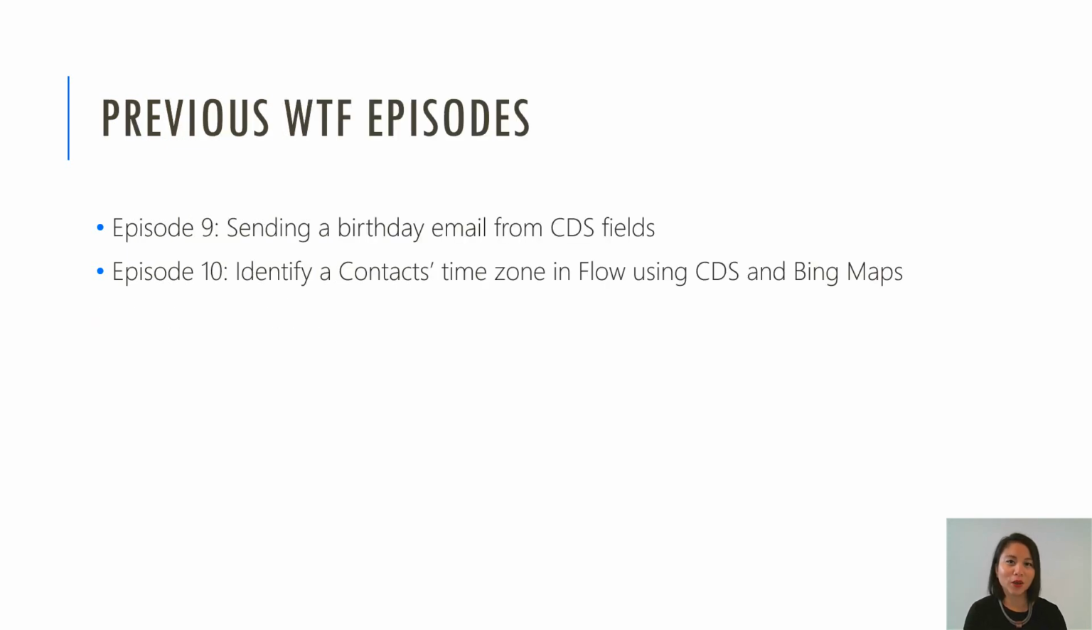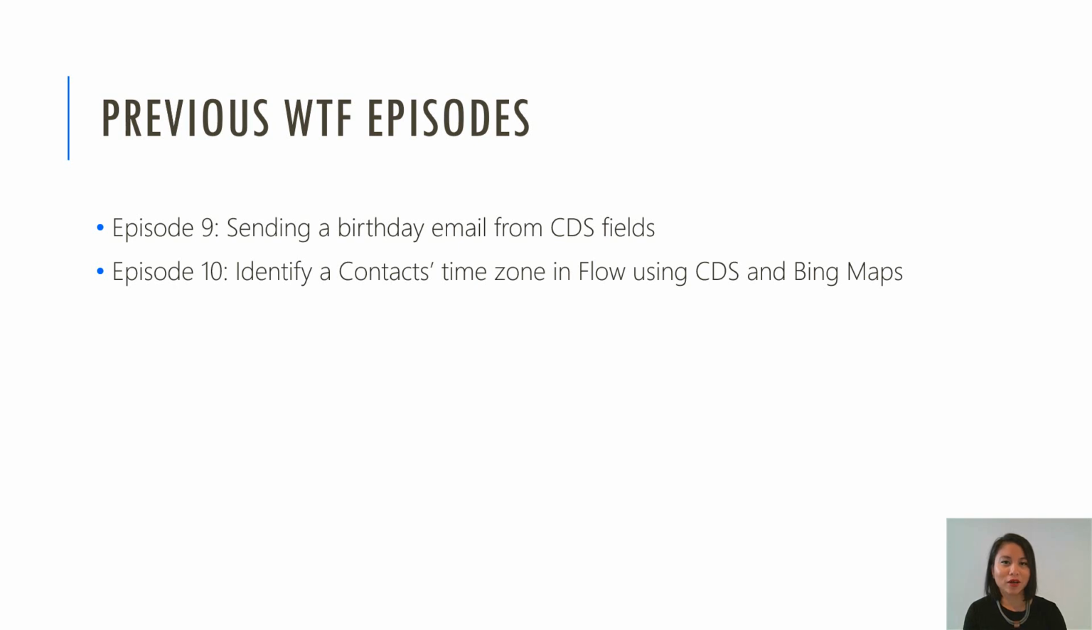So in episode 9, what I showed you was how you can send an email based on a contact's birthday. So if their day and month of their birthday equals today's day and month, it will go and send an email. And then in episode 10, what I showed you was how you can identify a contact's local time zone using the Bing Maps time zone API.